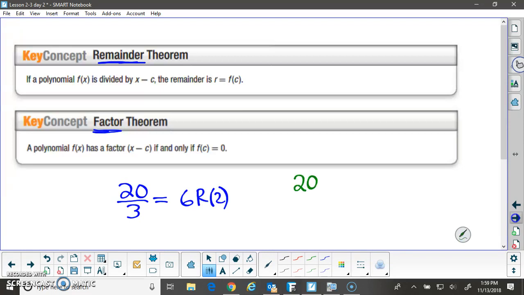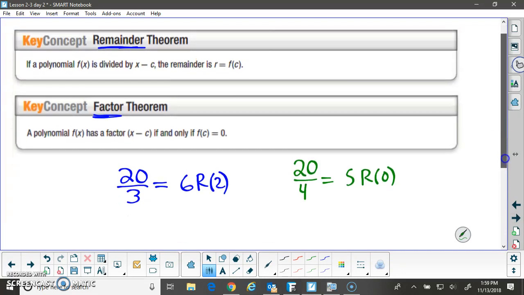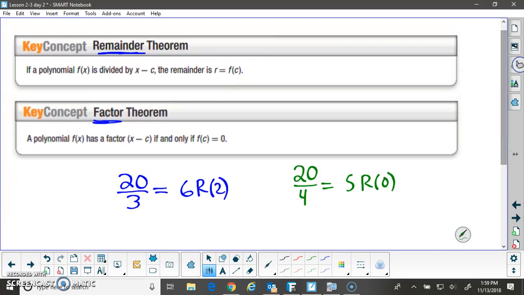Let's try it again. Let's take 20 and let's divide by 4. That would give us 5 with a remainder of 0. Well, if the remainder is 0, does that mean that they divide evenly? Yes, it does. If they divide evenly, is 4 a factor of 20? Yes, it is. So the factor theorem just simply says that if you divide and get 0 for a remainder, that means what you divided by represents a factor.